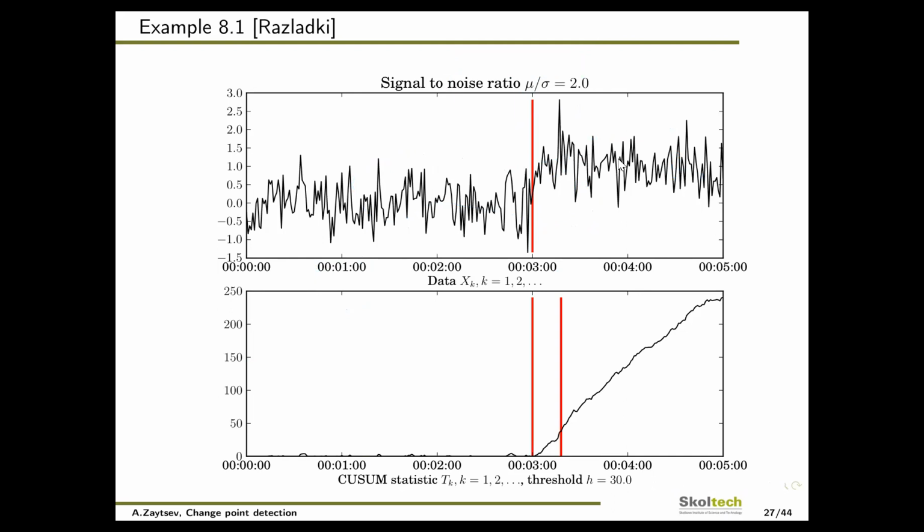Okay, you can look at this statistic, some example here. For artificial data, this signal to noise ratio mu divided by sigma equals 2. You can say, okay, we have some small spikes, but often we observe something like 0 here, because again, we have no change before. And after the change, we continue to increase this Gaussian statistic until we say, okay, we have some change point because we exceed a threshold.